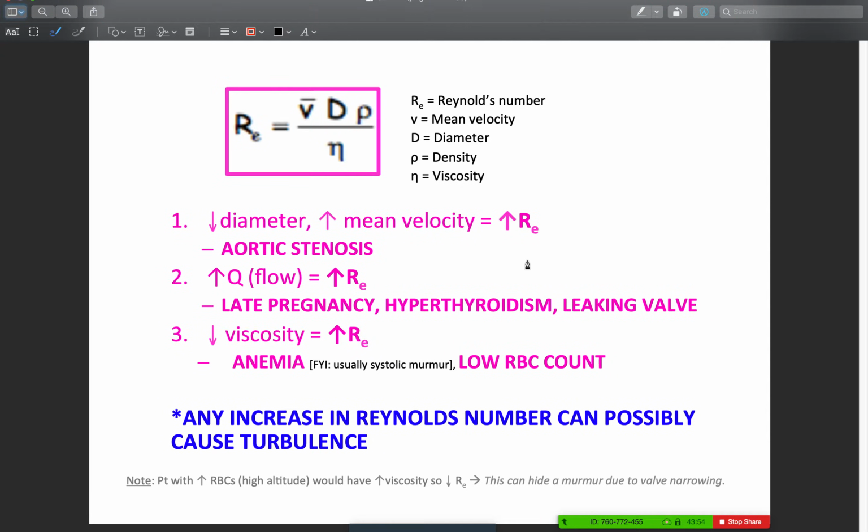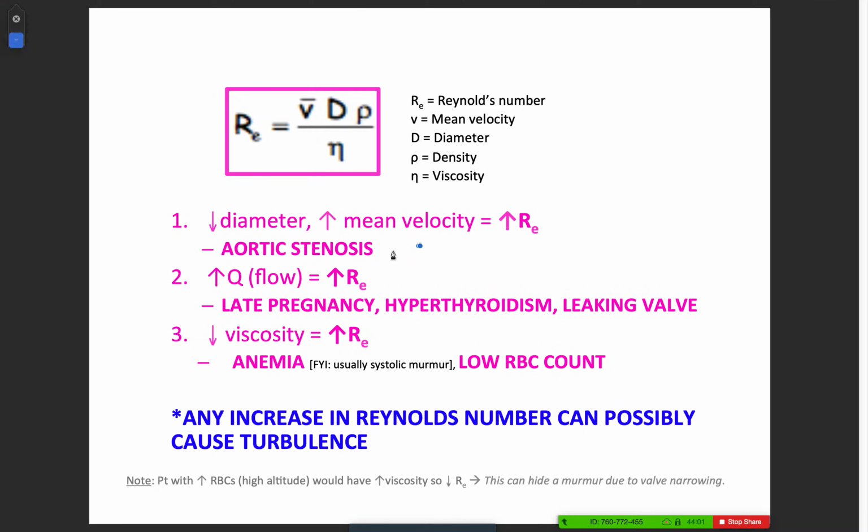Great. So these are just some cases of where we can hear non-laminar flow. We already talked about aortic stenosis. In aortic stenosis, we have a decrease in the diameter of the area that blood can flow through, so it's going to make some noise. Decreasing the diameter increases the mean velocity, and that is going to increase the amount of noise. Great, that's one. Number two, think about times when in the human body we have more flow altogether. If you have more flow, that is going to make more noise.